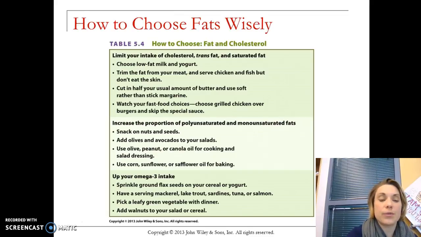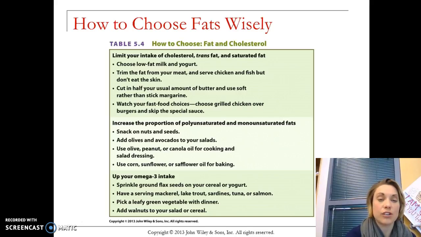So in conclusion, if we're thinking about how to choose fats and cholesterol, we want to, one, make sure to limit our intake of cholesterol, trans fat, and saturated fat. And as I mentioned before, cholesterol is kind of coming into being a little more okay to eat. So you want to choose low-fat milk and yogurt, trim the fat from your meat, make sure you're serving chicken and fish, but don't have the skin of the chicken and fish. Cut in half your usual amount of butter or use soft margarine, not stick margarine, because that contains trans fat. And then watch fast food choices.